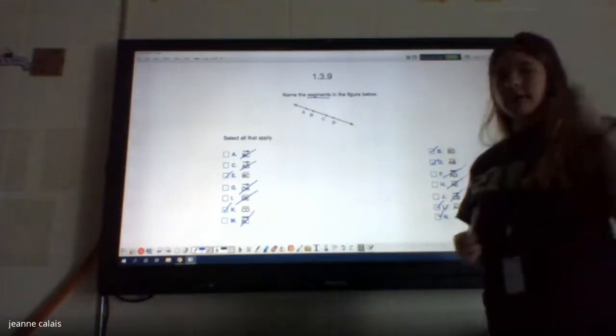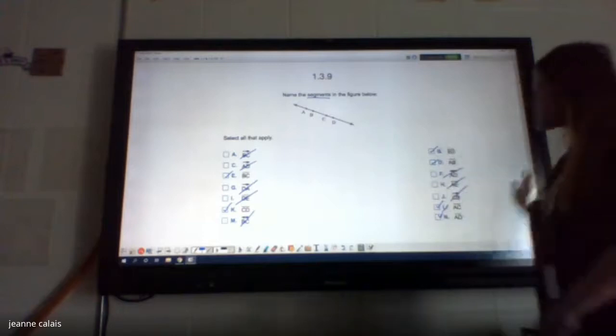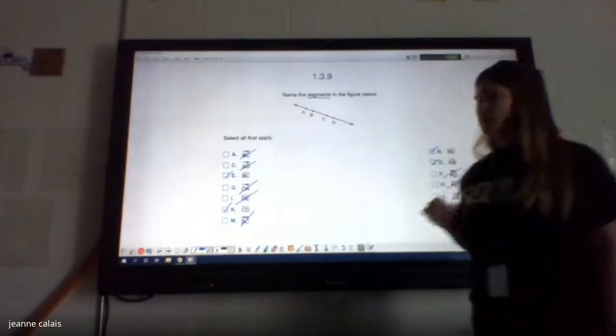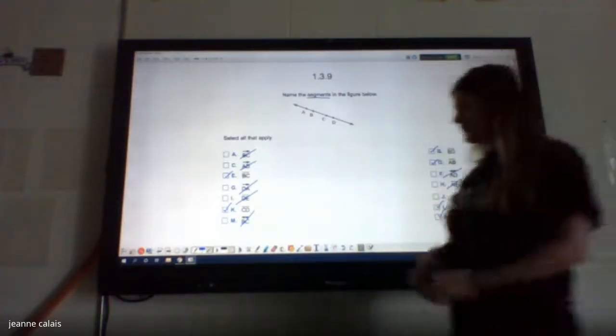The trick is, notice what I did. I didn't just look at the whole screen. I went line by line and made sure that it fit the criteria.